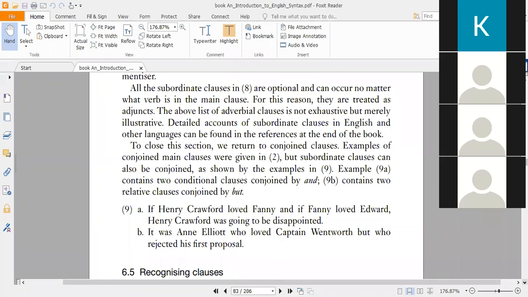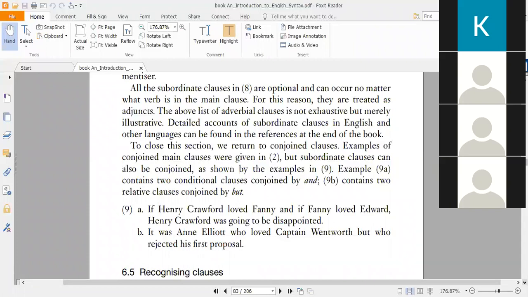It was Anne Elliot who loved Captain Wentworth, but who rejected his first proposal. So 'who loved Captain' and then 'who', these are subordinating conjunctions, but 'It was Anne Elliot' is the independent clause.